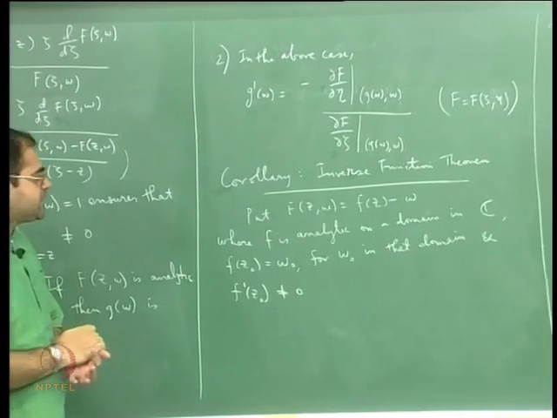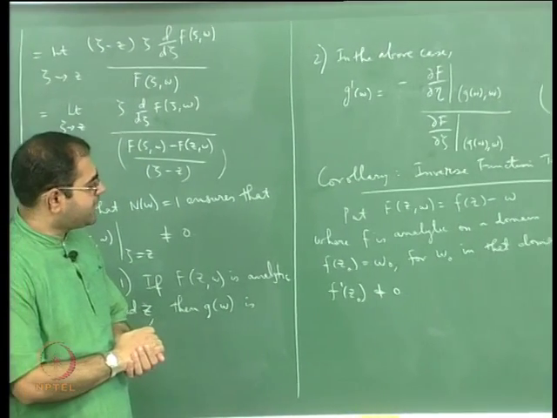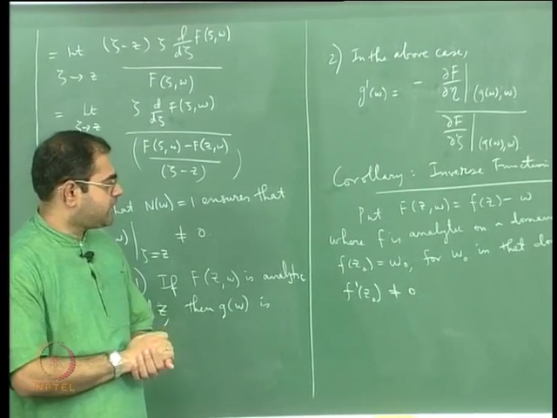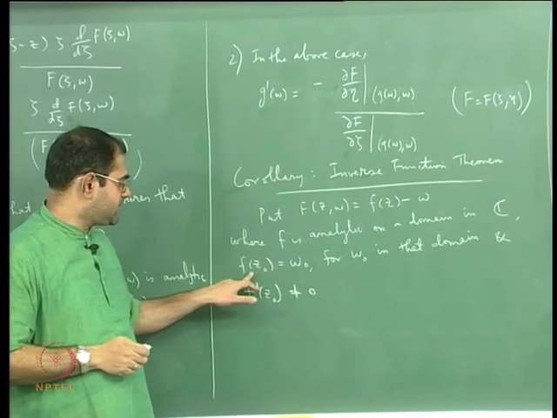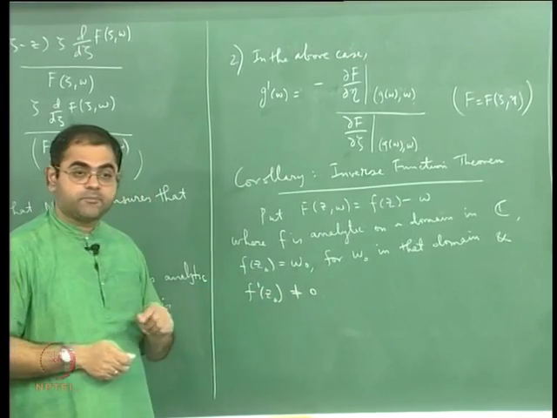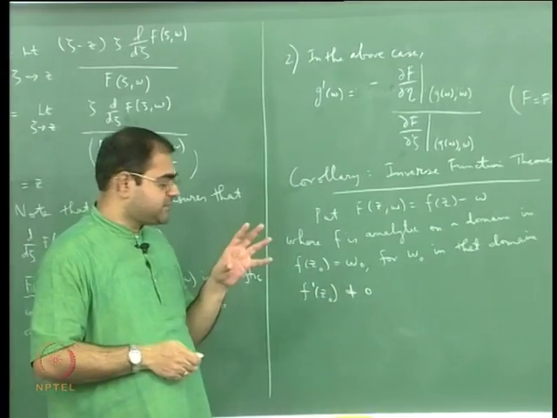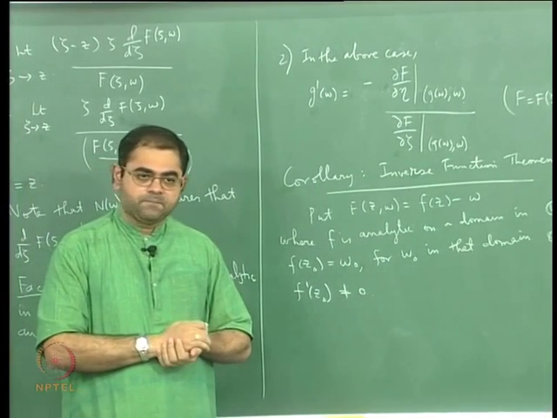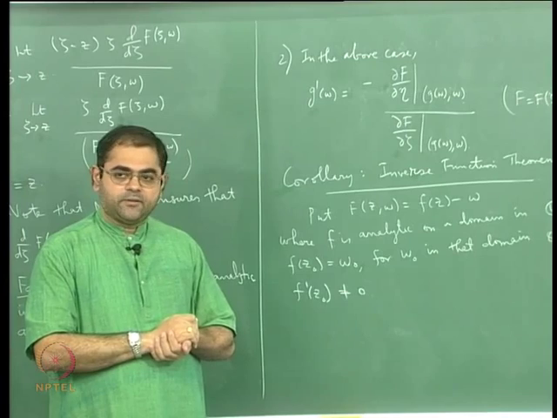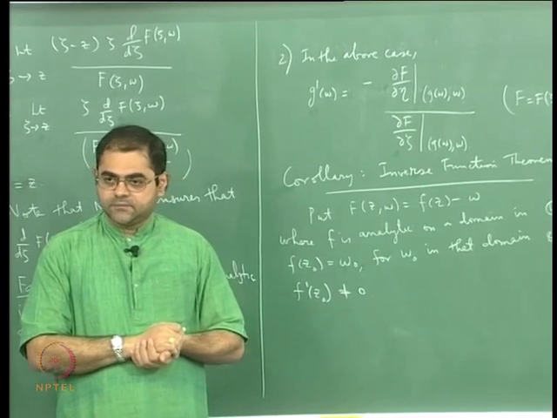So the inverse function theorem says that you take an analytic function of one complex variable, and assume that the derivative of the function is not 0 at a point. Then in a sufficiently small neighborhood of the point the function is 1 to 1, and you can write out an inverse function.